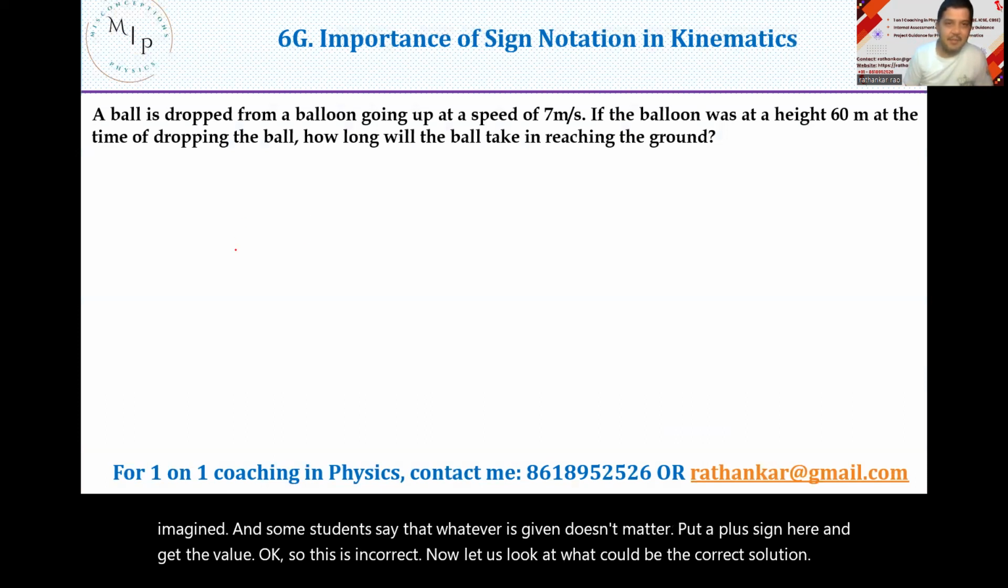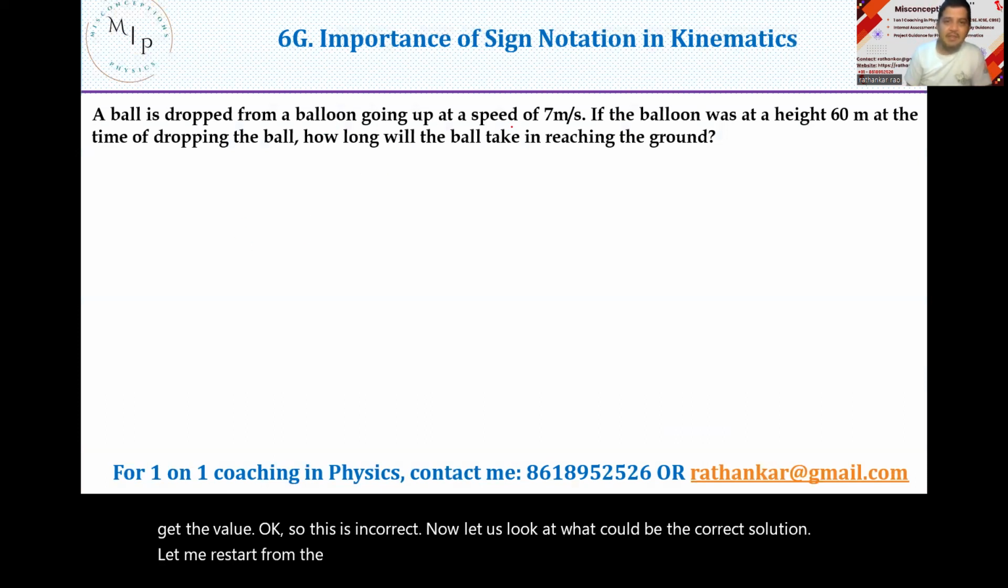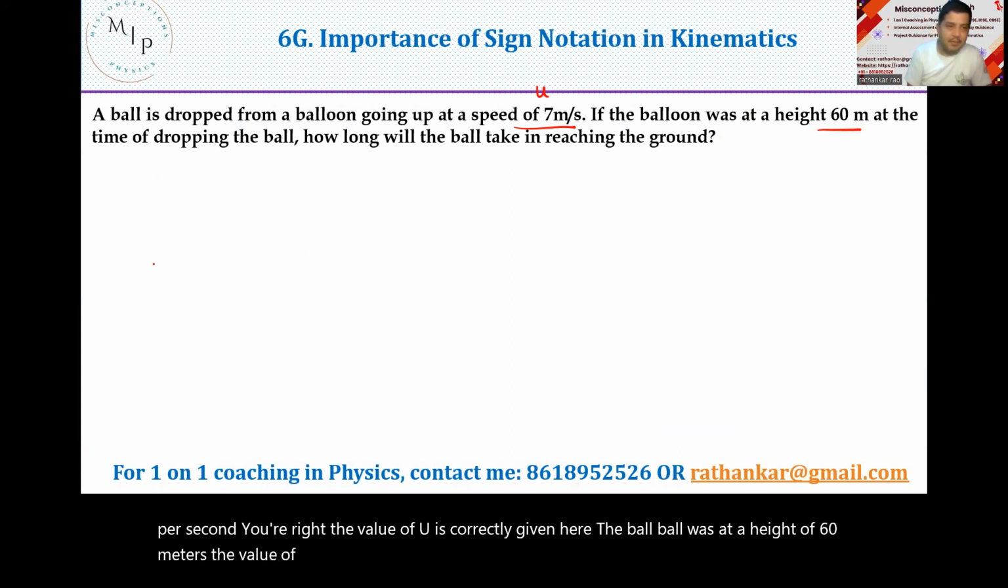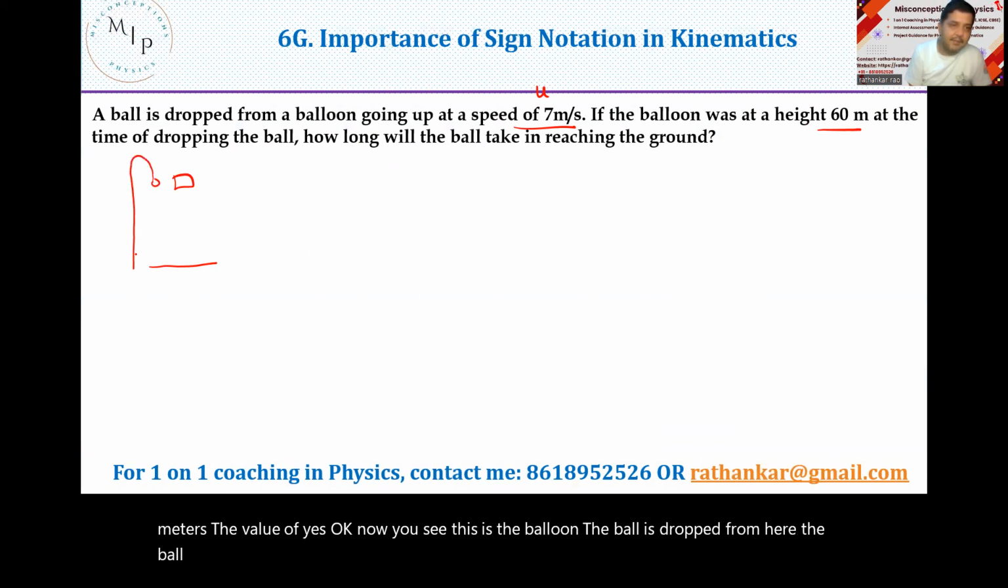Now, let me restart from the beginning. So I said the ball is going up with the speed of 7 meters per second. You are right. The value of u is correctly given here. The ball was at a height of 60 meters. The value of S. Now you see, this is the balloon. The ball is dropped from here. The ball goes all the way up and comes back like this.